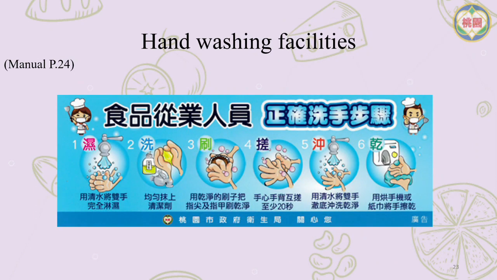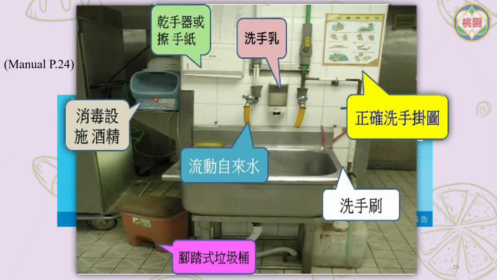In addition, the hand washing area should post the complete, correct hand washing steps slogan in an obvious place. The correct hand washing steps are wet, wash, brush, rub, rinse, and dry. In addition to the correct hand washing steps, the work area should be equipped with clean washing supplies, such as hand sanitizer, washing equipment, hand towels or hand drying equipment, and appropriate disinfection facilities such as alcohol, if necessary.